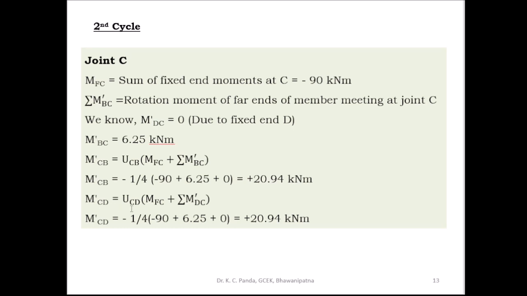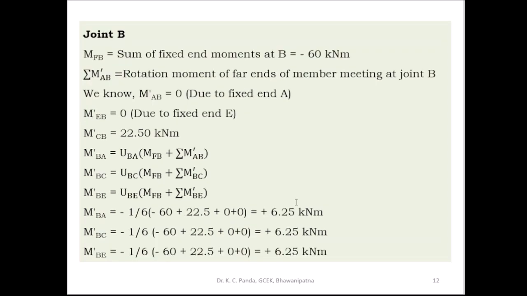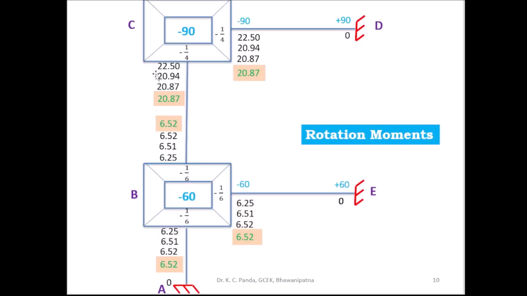Similarly find out m dash CD. So UCD into MFC plus summation of m dash DC. So UCD is minus 1 by 4, MFC is minus 90, and summation of m dash DC is 6.25 plus 0. So this is equal to plus 20.94 kilonewton meter. So here you got the near end rotational moment m dash CB and m dash CD as 20.94 kilonewton meter. So here you put 20.94 kilonewton meter and 20.94 kilonewton meter just below the first cycle rotation moment.